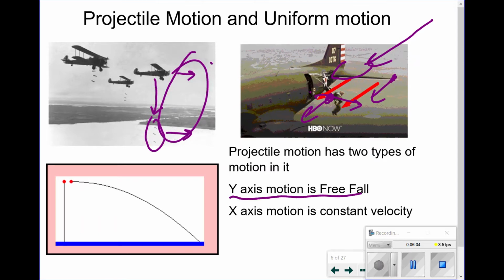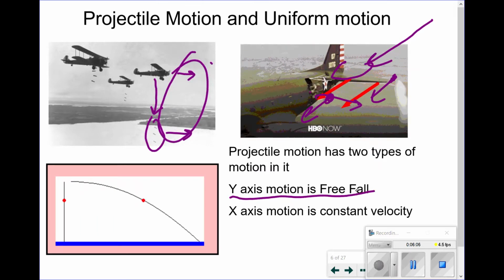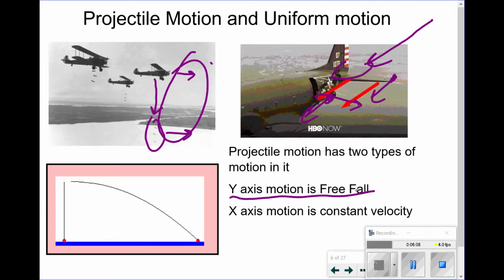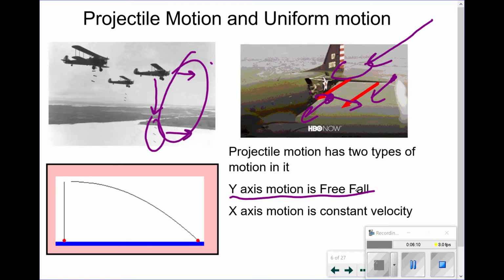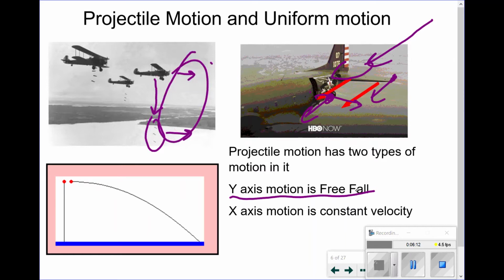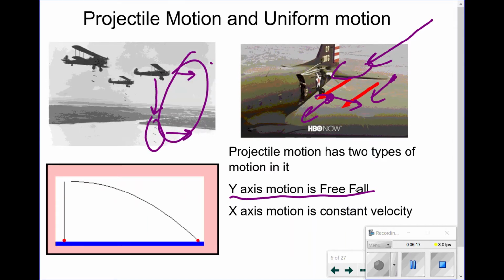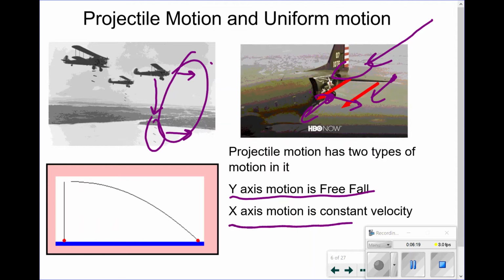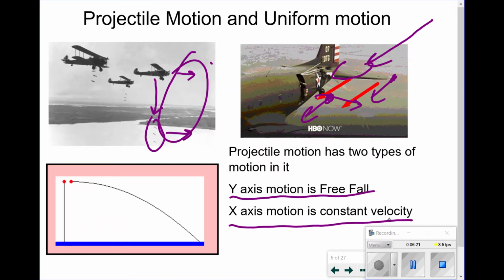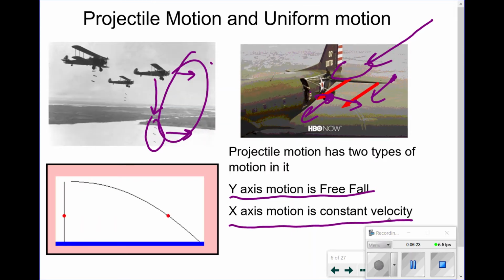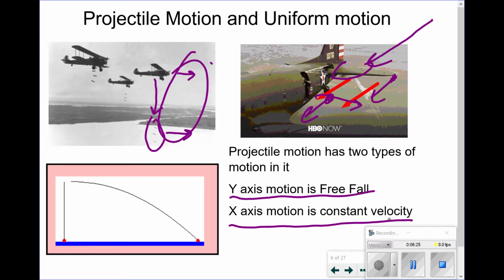For the y-axis, it's an object that is simply falling. It is free fall motion. It has one force of gravity pulling down. We know the acceleration, and we solve it exactly like we did with free fall. And we have x-axis motion at a constant velocity, which was the most basic motion and the first type that we actually looked at.